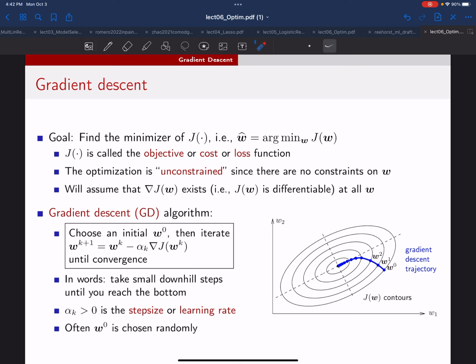That little number, alpha k, is called the step size or the learning rate. It tells you how far you move. It's something that multiplies the gradient. So how far you move is also proportional to the norm of the gradient, but this is an additional factor above the norm of the gradient that tells you how far you move. And in words, you could say, take small downhill steps until you reach the bottom. That's essentially what this is doing. So here's a picture when you have two parameters that you're adjusting. Maybe you start here.